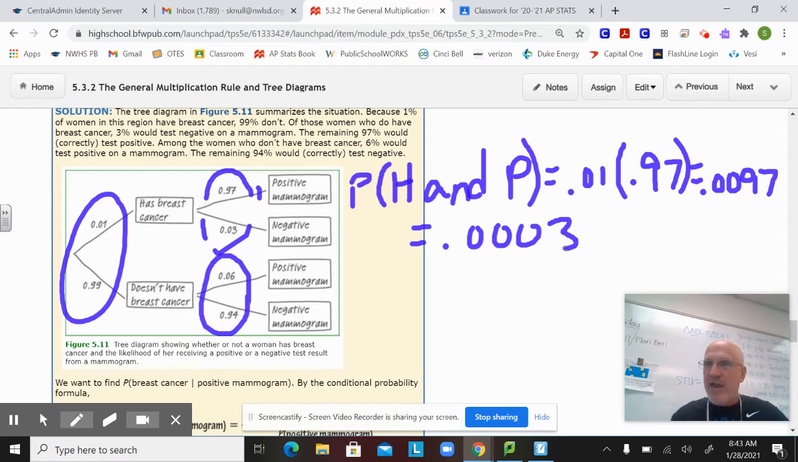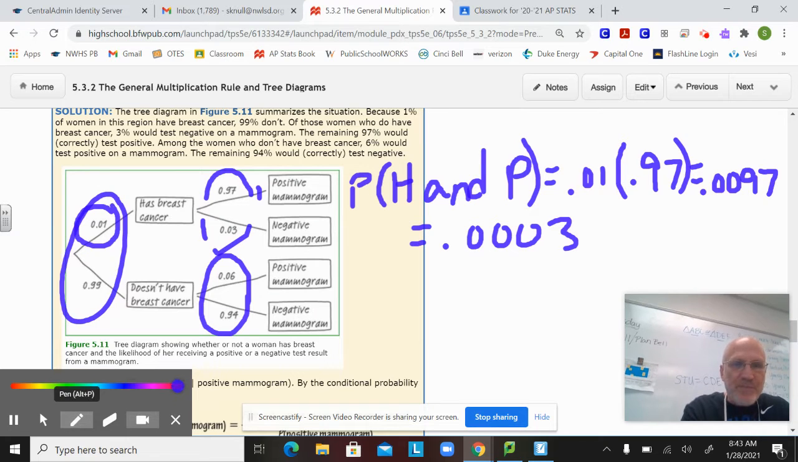Notice what those first 2 probabilities must add up to. If I just add up 0.0097 and 0.0003, I in fact get this 0.01. That should make sense. It's just breaking that 0.01 into a couple of pieces. And then I'll switch colors here for the bottom half.